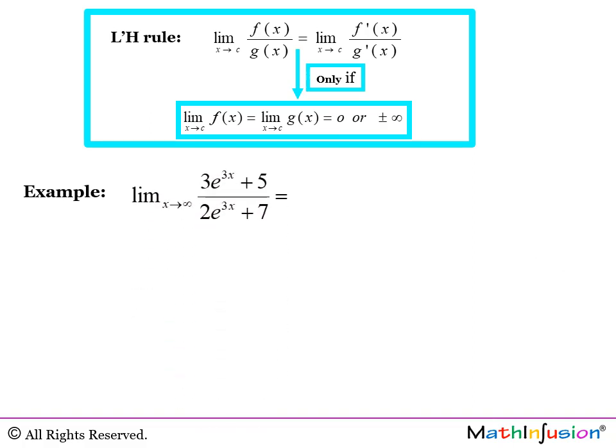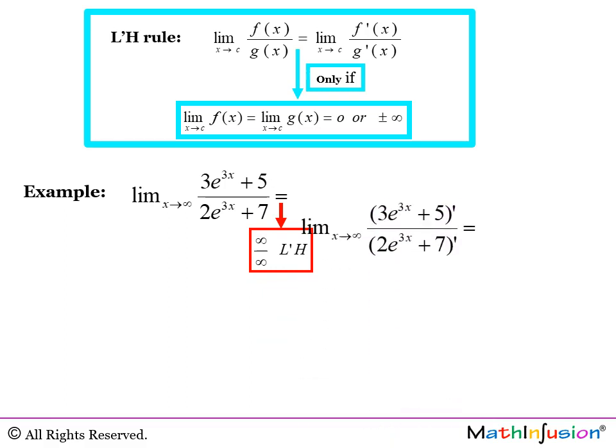Another example. Limit of 3e to the power of 3x plus 5 over 2e to the power of 3x plus 7 when x approaches infinity. By the way, we know how to do it in a different way, but now I would like to use L'Hopital because it's actually much easier. At infinity, obviously, we get the form of infinity over infinity, so go ahead and use L'Hopital.